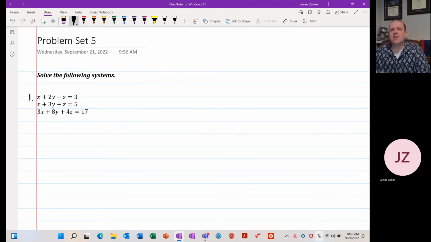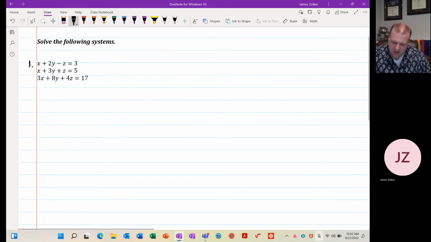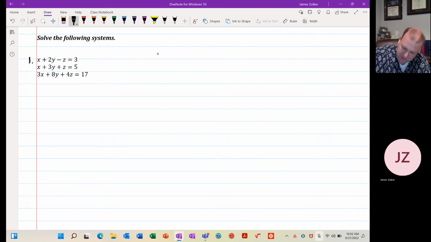Okay. So I want to solve this system. Well, what we do is we recognize that we can write the system of linear equations as a matrix equation. Specifically, we can write it in the form of AX equals B. A is what's known as the coefficient matrix. X is our vector of unknowns. And then B is our constant vector.